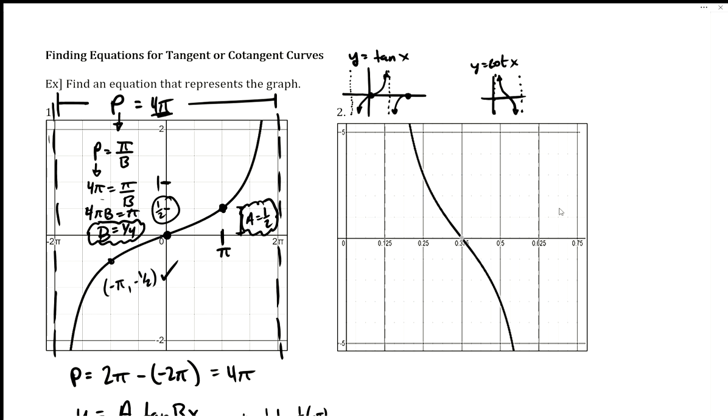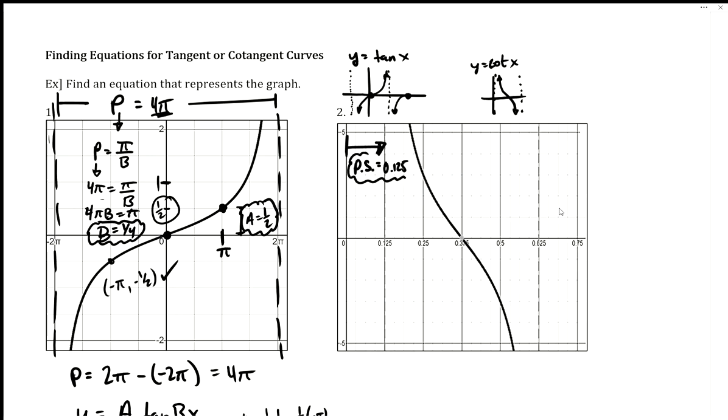Okay, so first thing, cotangent has an asymptote that usually starts at 0. This one, the asymptote got moved. Okay, so we instantly have the phase shift equaling that 0.125.